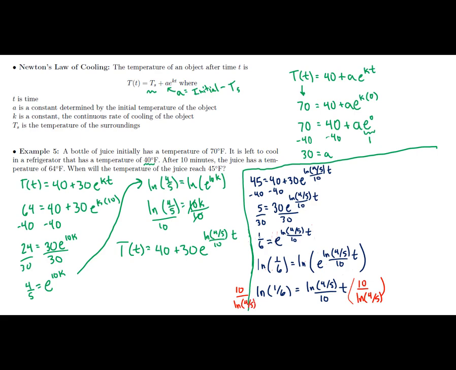And while the solution over here on the left side is going to look like kind of a mess, we of course are just interested in approximately what this is equal to. So 10 times the natural log of 1/6 divided by the natural log of 4/5 is the solution we're looking for. And so what we get there is that t is approximately 98.3 minutes.